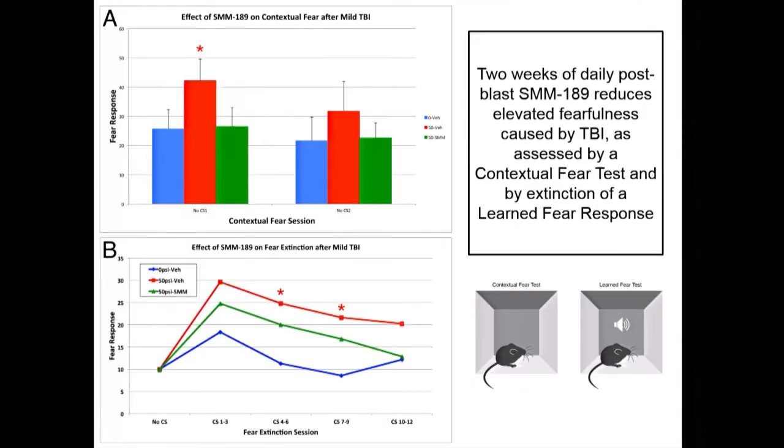We can also look at fear. Just want to see how I'm doing on time. OK, so I can slow it down a tiny bit.